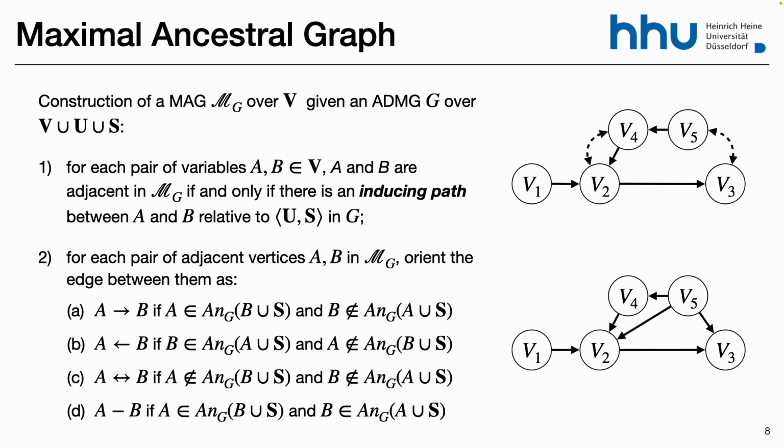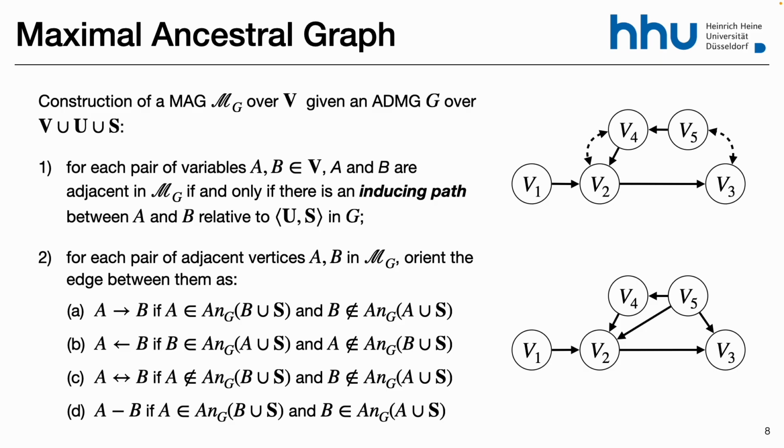But the other condition. V1, V2, and V3. So that's a directed path here. Is this an inducing path or not? No. The definition of an inducing path is a collider path. So this is not a collider path, because V2 on this path is not a collider. So you would have to find an inducing path between V1 and V3.